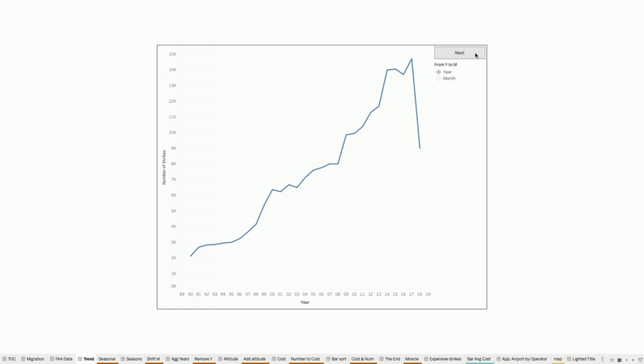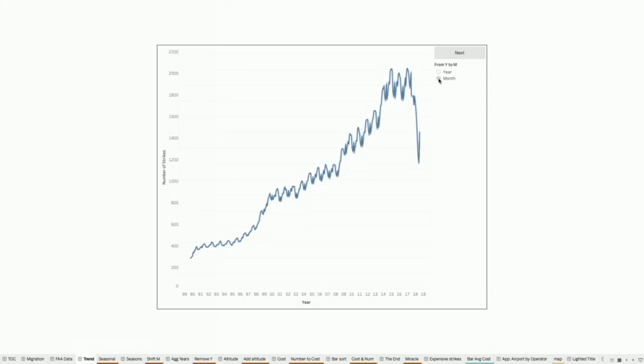So this is a trend line, and it shows you that particular data set has data over two decades, and this is the number of reports from pilots about bird strikes aggregated up at the year level. This dip here is that the final year of reports is incomplete. Now, that's the data aggregated up to the year level, and I have this little parameter control here, and when I click on it, I'm going to show you what the data looks like aggregated up to the month level.